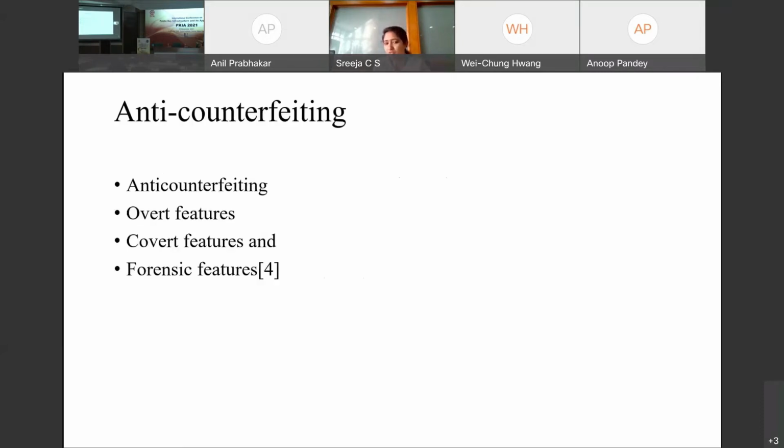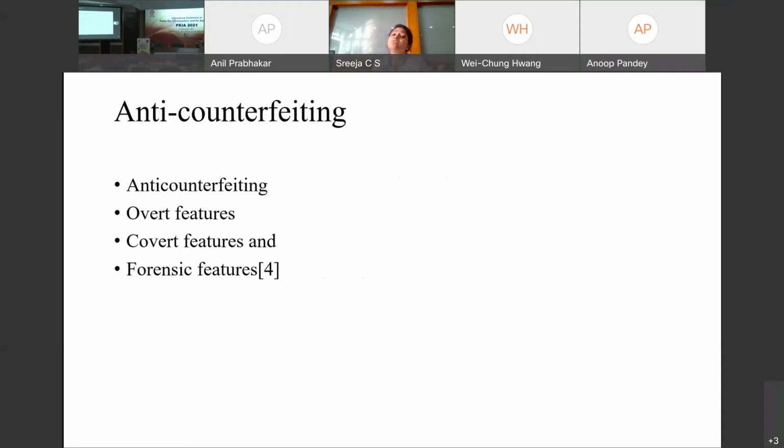Now, what is anti-counterfeiting? Any technique which we use to prevent counterfeiting is known as an anti-counterfeiting technique. Now, how many techniques do we have? The research says we have 3 different types. These are the categories which I had consolidated, including overt, covert, and forensic features.